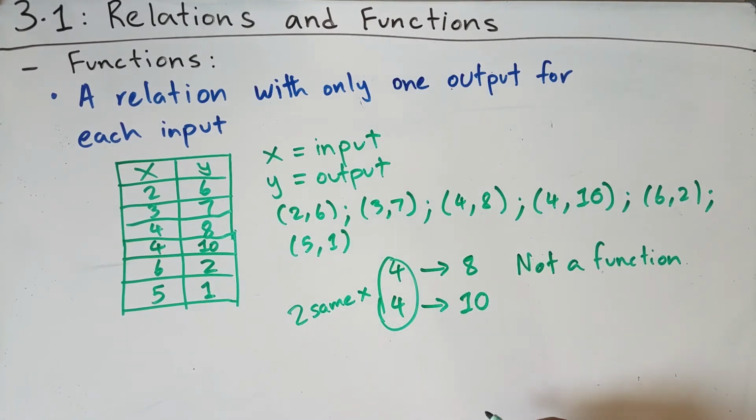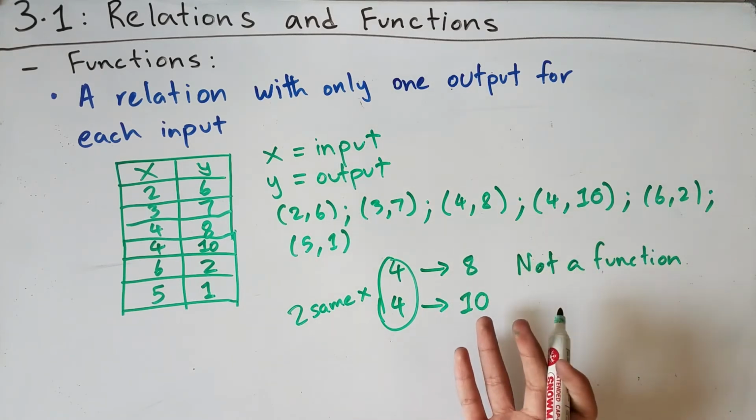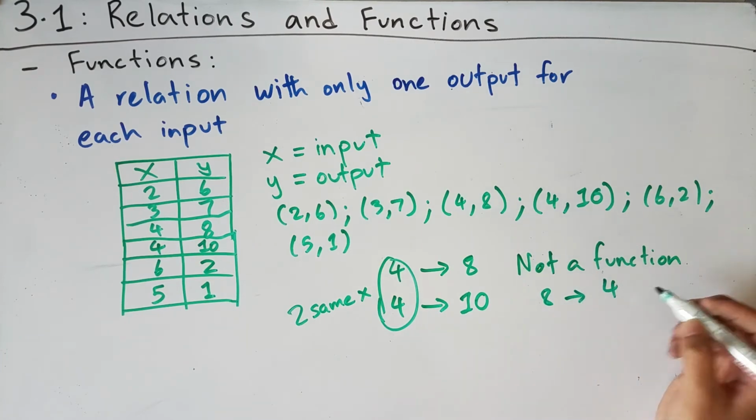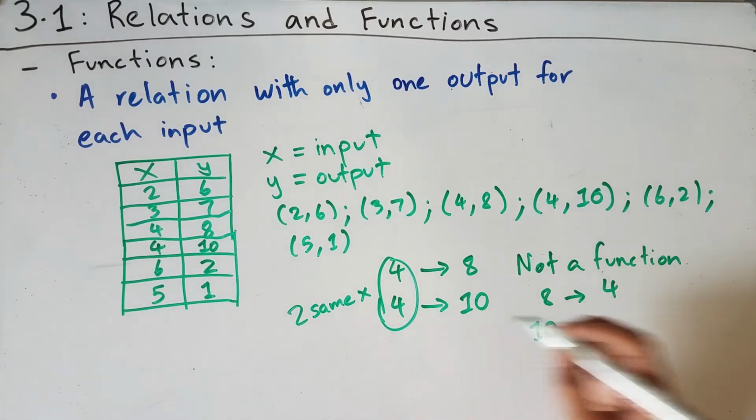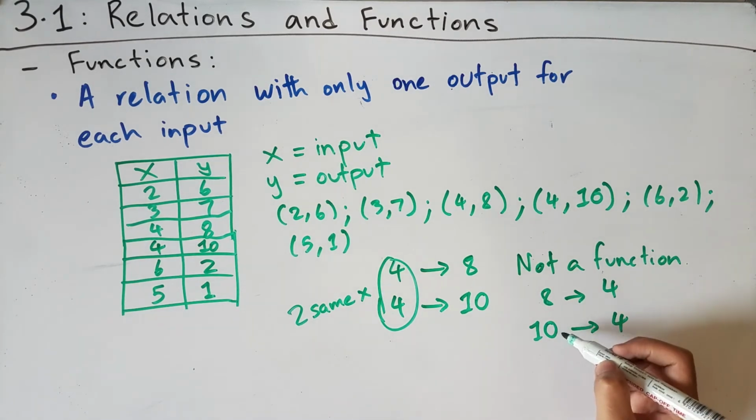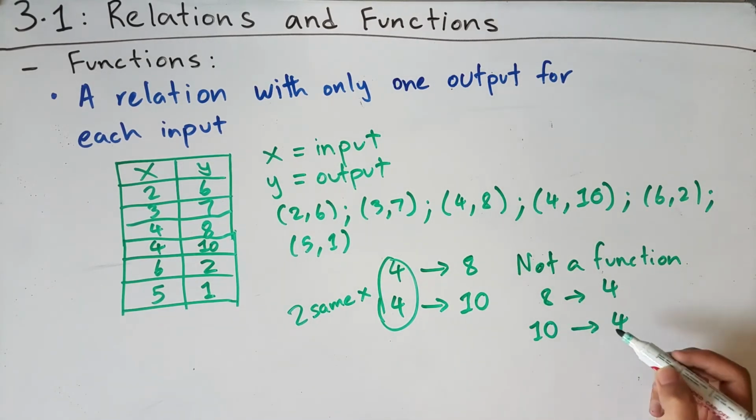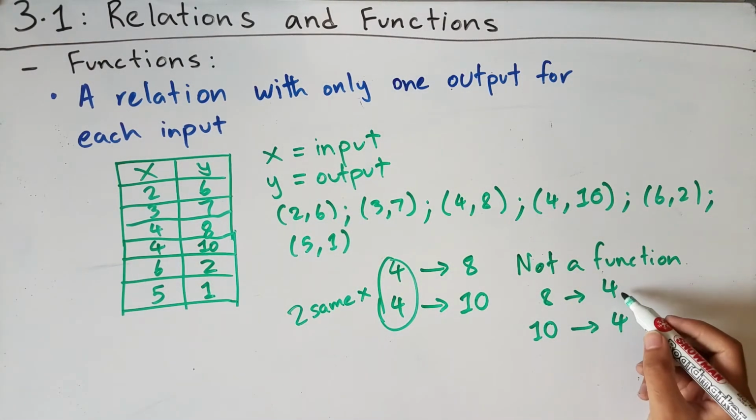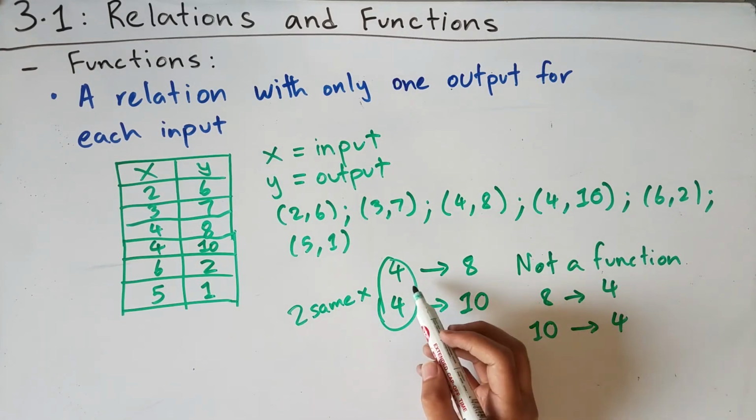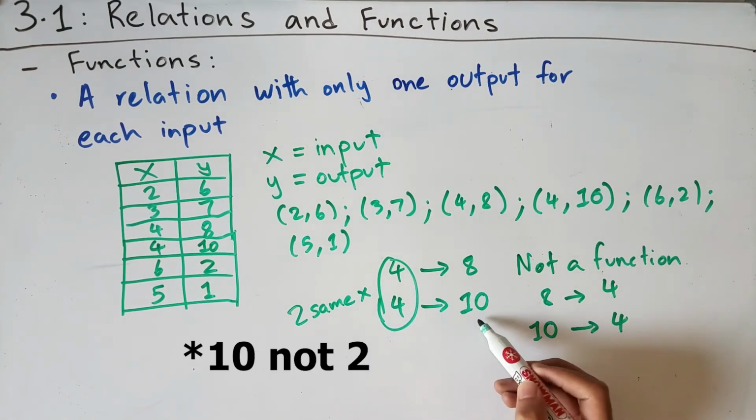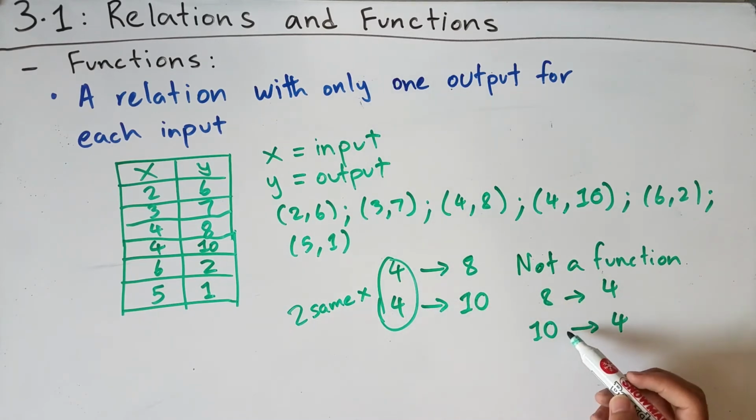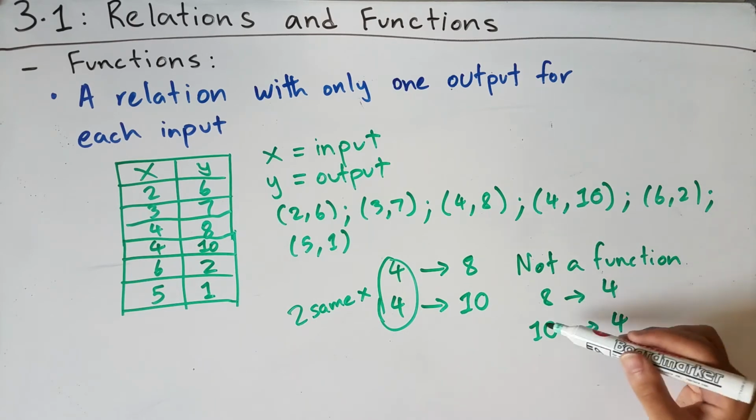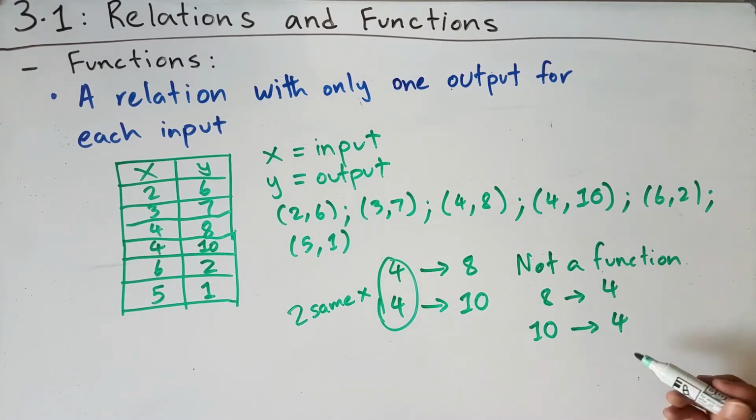But there's another thing to note. Let's say we swap the x's and the y's in this case. So we say that 8 corresponds to the output of 4 and 10 corresponds to the output of 4. In this case we have 2 different inputs that are corresponding to the same output. This still lives up to the definition of a function because the input of 8 is only corresponding to 4 and no other value, while before we had the input of 4 that was corresponding to 8 and 10, so that was not a function. And here we have 10 which is corresponding to 4. It doesn't matter if you have the same output for different inputs that you put in your function. So this is still a function.